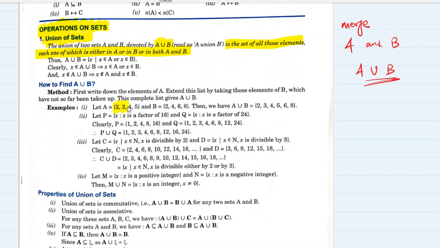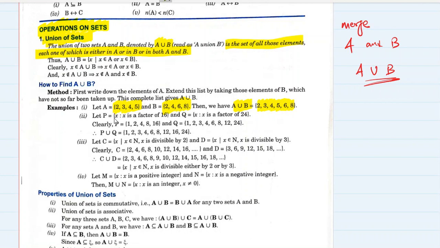Set A is 2, 3, 4, 5. Set B is 2, 4, 6, 8. So A union B will give you 2, 3, 4, 5, 6, 8. All the elements of set A, all the elements of set B, no elements left out, and none of the elements repeated. All the elements which are common have been listed only once. So this is the union of A and B.